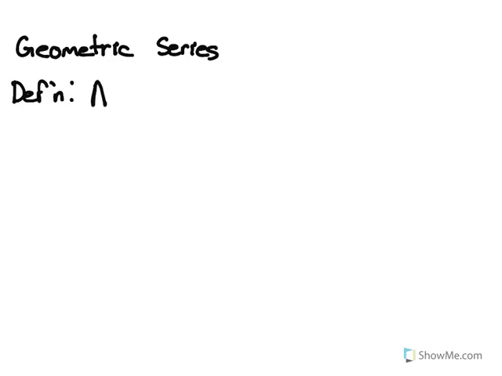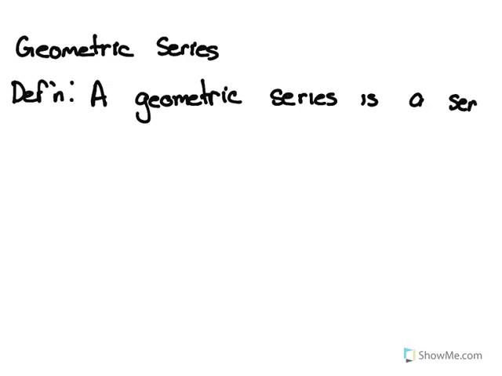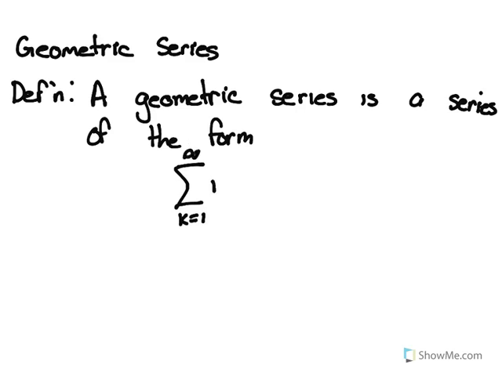Now let's look at a particular type of series called geometric series. Definition: a geometric series is a series of the form the sum from k equals 1 to infinity of r to the k for some real number r.